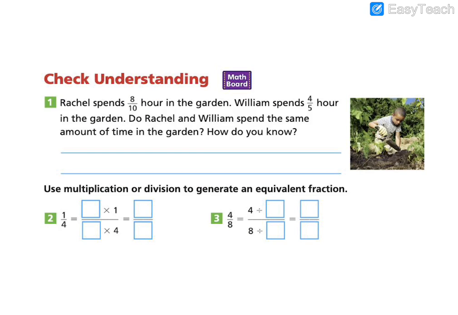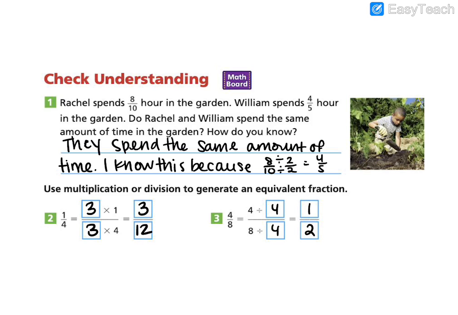All right, go ahead and complete the check understanding. Pause the video and press play when you're ready to check your work. Okay, let's go ahead and check your work. For number 1, they spend the same amount of time in the garden. I know this because 8/10 divided by 2 halves is equal to 4/5. So it's showing that that's an equivalent fraction.